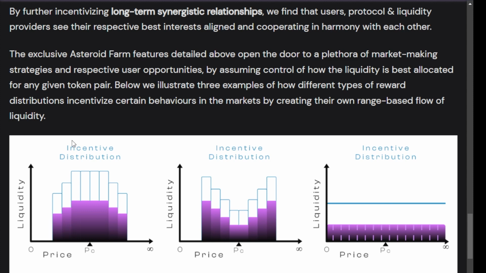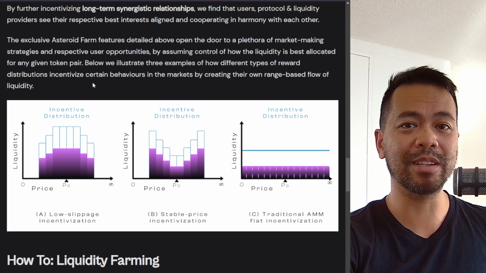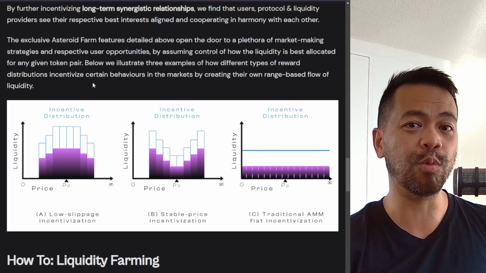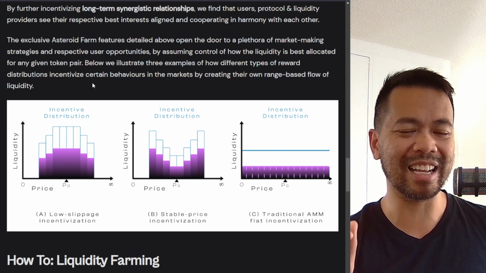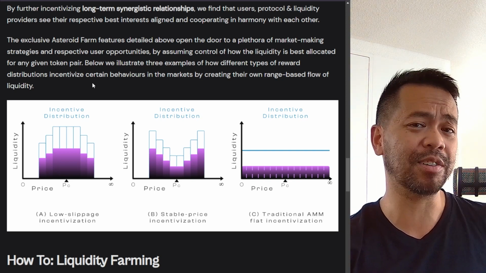And they also have some really interesting ways of incentivizing the distribution depending on the type of liquidity pool that they're setting up. So here there's an incentive for more rewards for low slippage incentivization, stable price incentivization, and here is the regular incentive distribution that you might find in a regular DEX as well. So I like this one. It's a nice mechanic around it to try and get the liquidity in the right ranges as well. And this all comes down to that concentrated liquidity that they can get on their decentralized exchange.